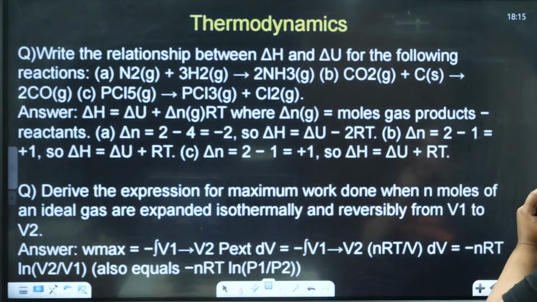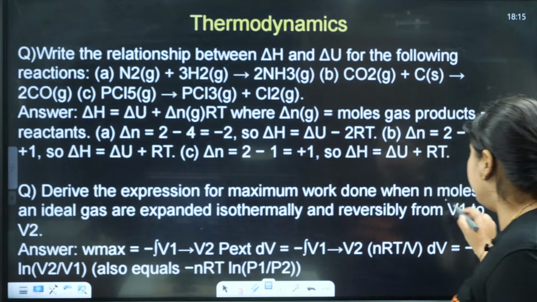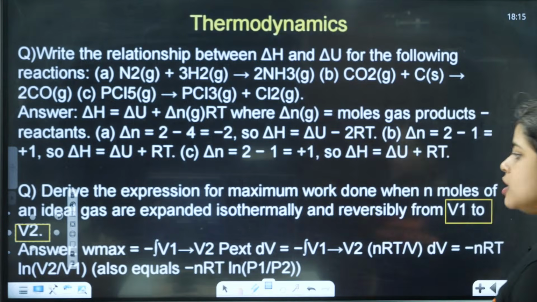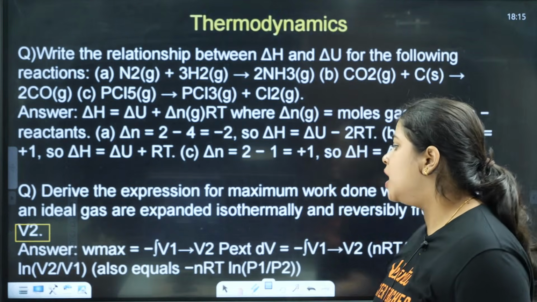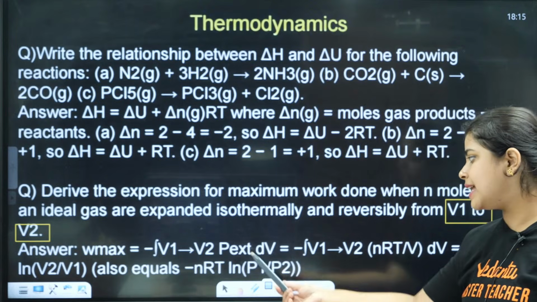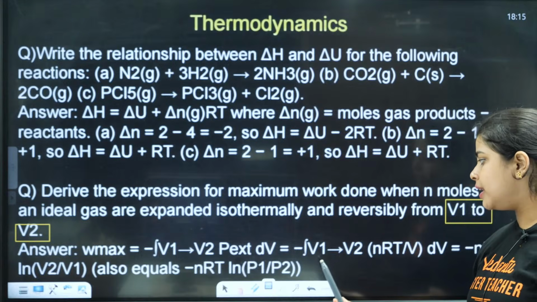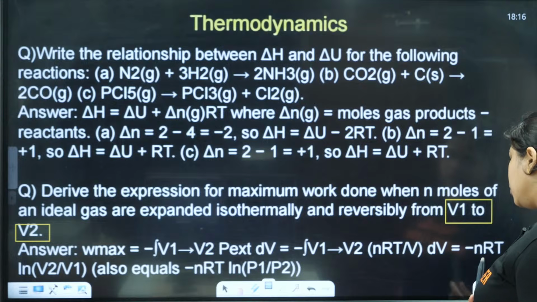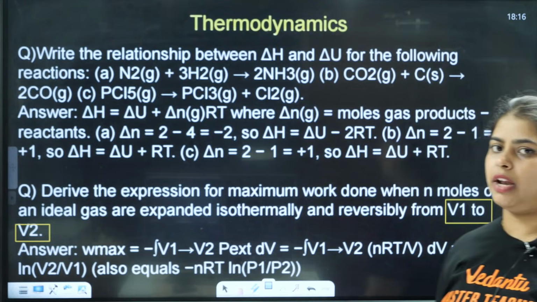Next, write the expression for the maximum work done when n moles of an ideal gas are expanded isothermally and reversibly from V1 to V2. So here also W max is equal to the integral from V1 to V2 of P external dV, which is the integral from V1 to V2 of nRT divided by V dV, equal to minus nRT ln(V2/V1).